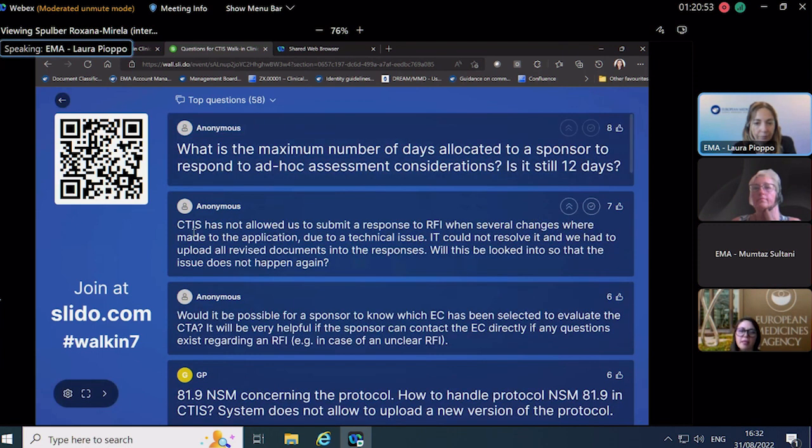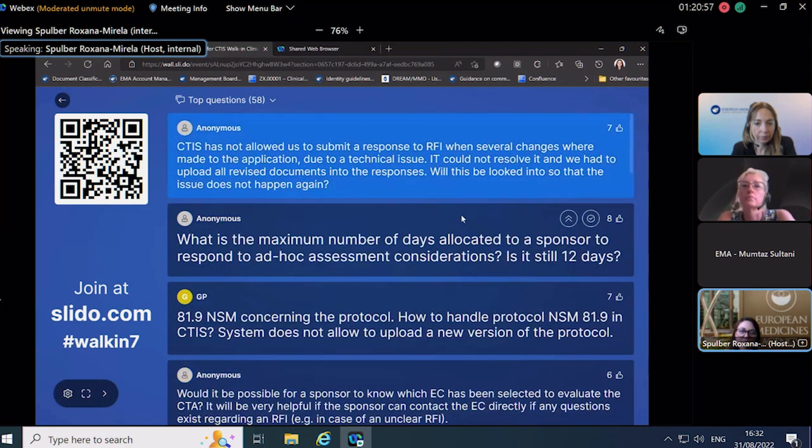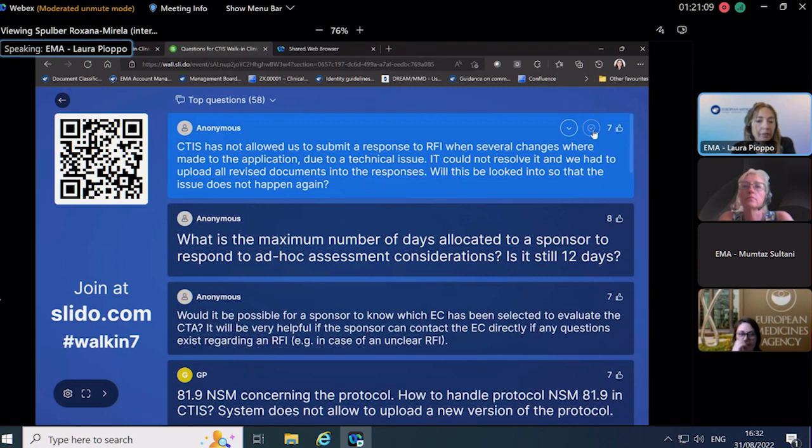Thank you. And I think this also applies to this one. The CTIS has not allowed us to submit a response to RFI. IT could not resolve it. Will this be looked into? And so this is particularly, yes, an issue with the RFI. We have seen that because of some rules and in some particular cases, the sponsor basically was not able to update the dossier with the responses to an RFI.